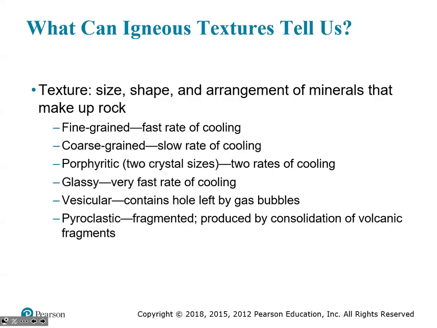A porphyritic texture is one where you have two different crystal sizes. This is when there were two rates of cooling. Glassy is a situation where there's a very fast rate of cooling. And vesicular means it contains holes that are left behind by gas bubbles. So it's like pumice, it's full of little holes.